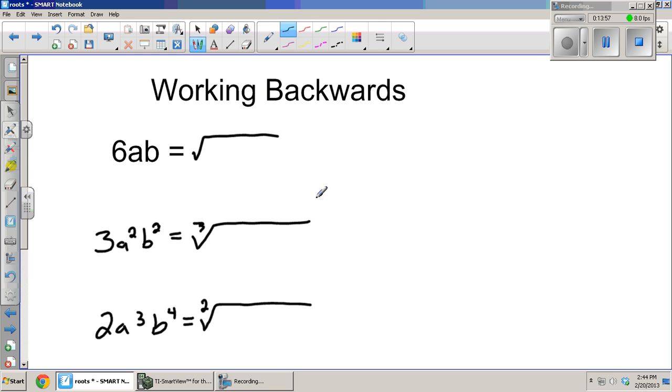Alright, sometimes you have to work backwards. On SOLs and tests and things, it's going to say like 6AB is equal to what? All you do, there's an implied 2 here, you've got to take this and distribute it to each of them as you're putting it back inside. So I would have 6 squared. 6 times 6 is 36. And then I have a squared. See how that 2 went with the a? And b squared. And that's how you would work it backwards.